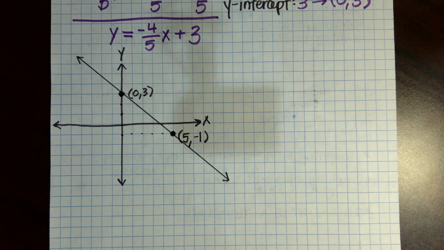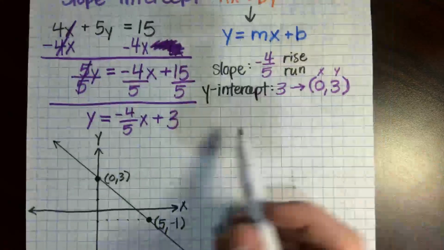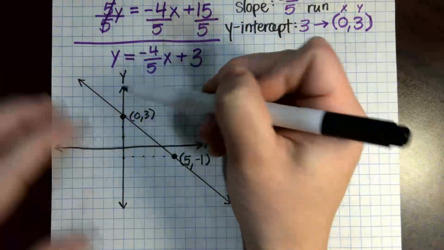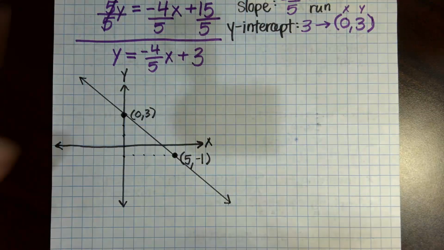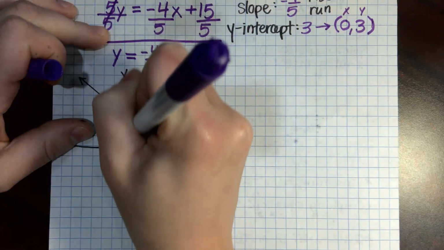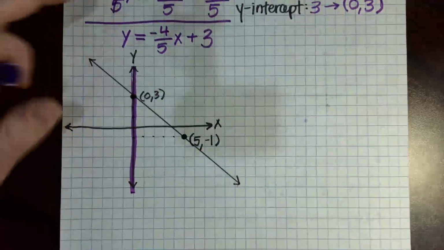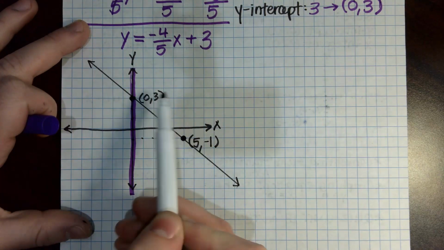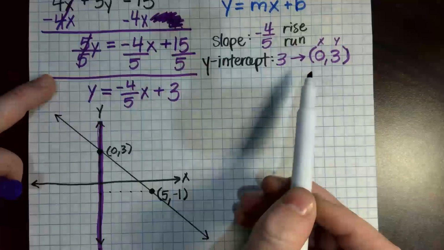So the y-intercept that we just found, the y-intercept is wherever the line touches the y-axis. So this is our y-axis. Okay, yeah. And we see that the line touches it right here at 0, 3. Okay. So our y-intercept is 0, 3.